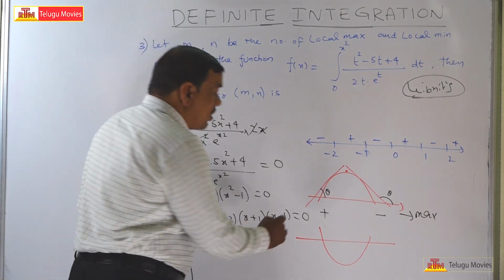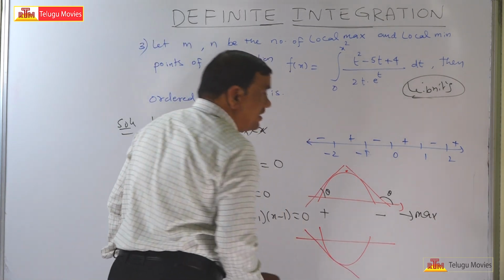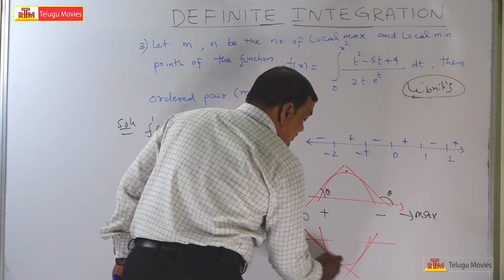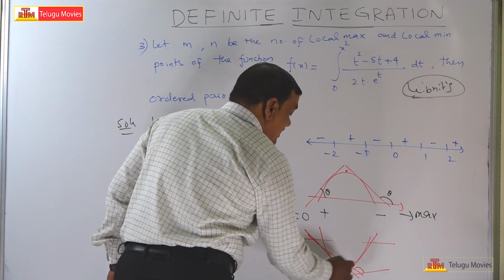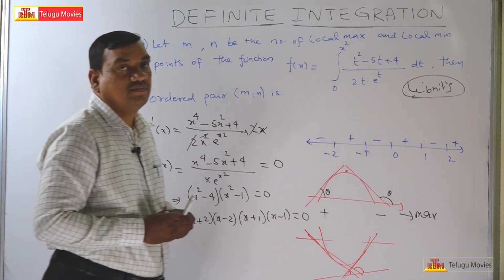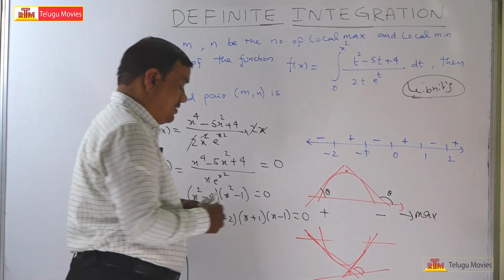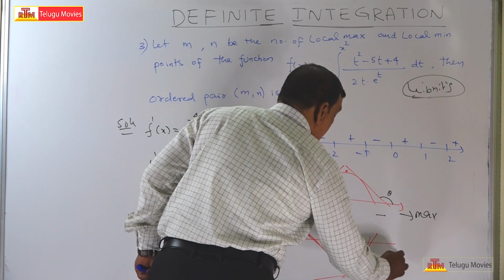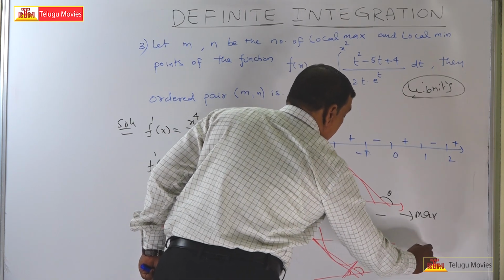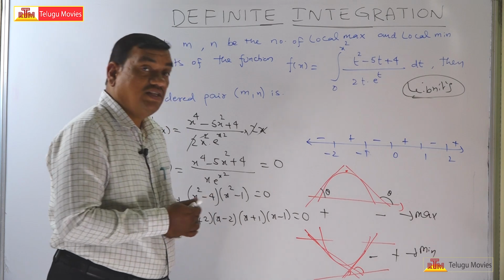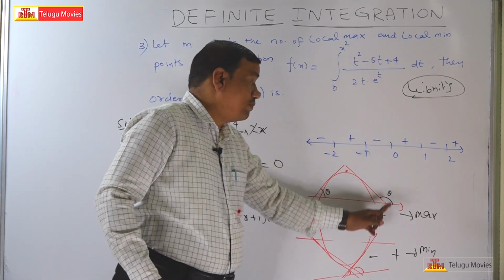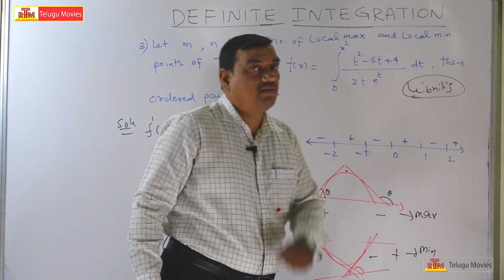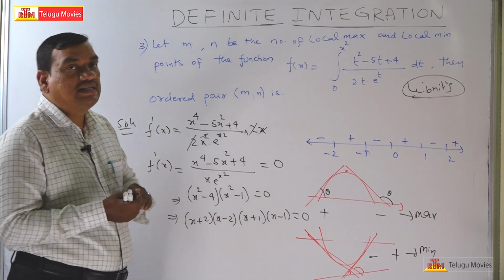Observe here, if it is a minima, if you draw the tangents here, this will be making an obtuse angle and this is making an acute angle. Obtuse angle means minus, and acute angle means plus. So, it is a minus and plus, then it will be minima. That means your sign scheme from plus to minus is maxima, minus to plus is minima.